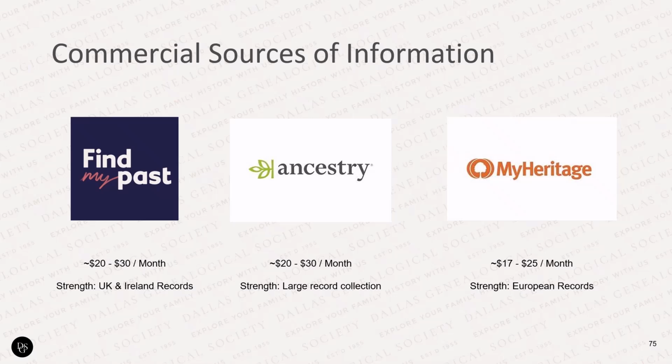MyHeritage, they have strength in European records. Again, they have lots of stuff about the United States as well, but that's kind of their strength. And then Ancestry just has lots of information about everywhere. So it has a very, very large collection of records. One additional strength that I think Ancestry also has going for it is you can link your DNA search to your family tree fairly easily. Associating trees with DNA in MyHeritage is a little more challenging and doesn't integrate very well.